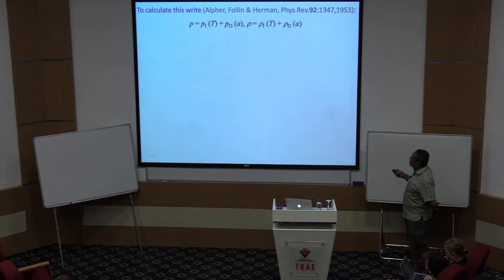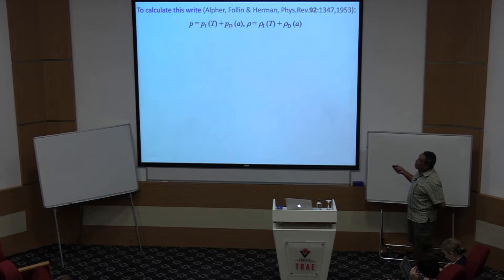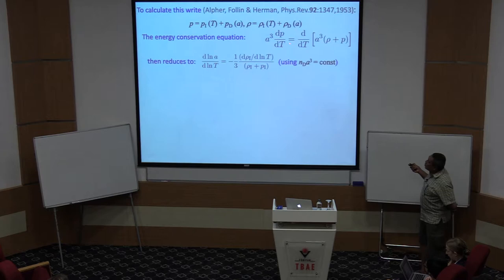They said, split the pressure into the pressure of interacting particles and the decoupled particles, right? And similarly, the energy density. Now, the energy conservation equation would, as before, tell you the amount of work that is being done by the expansion, in particular, the pressure of the gas. So that is with reference to the temperature. These are for the particles still interacting, right?